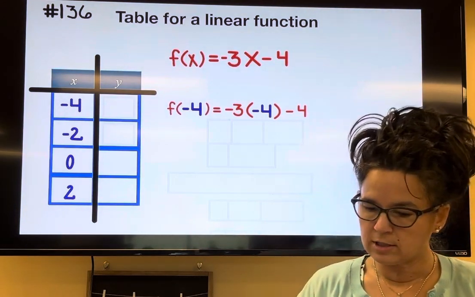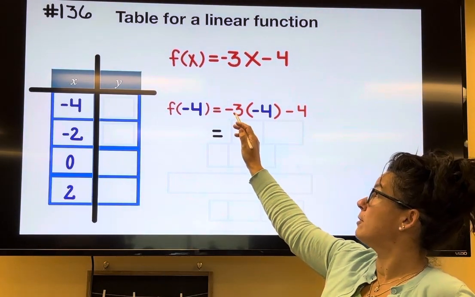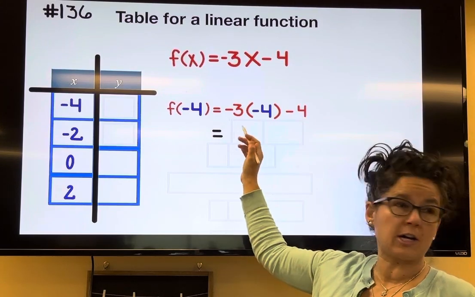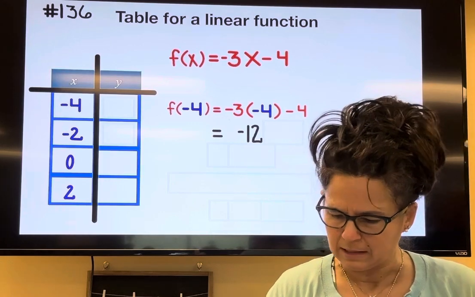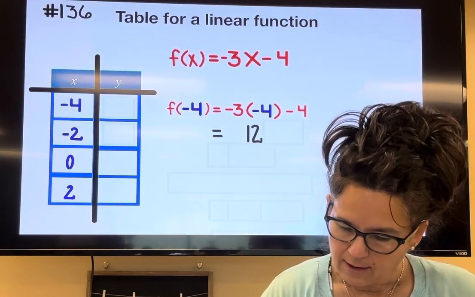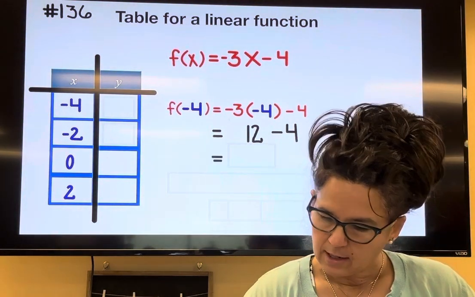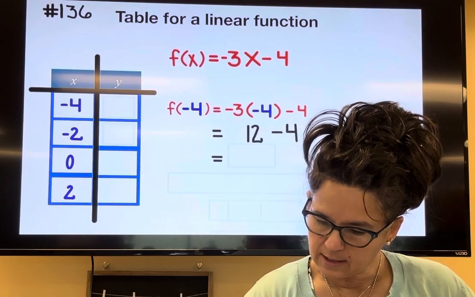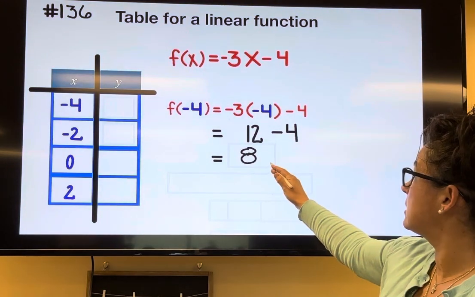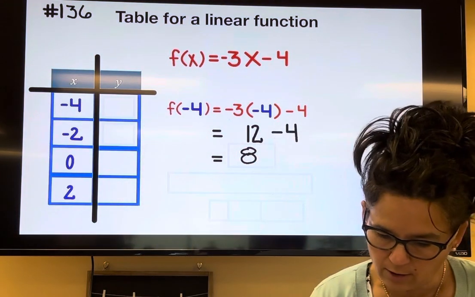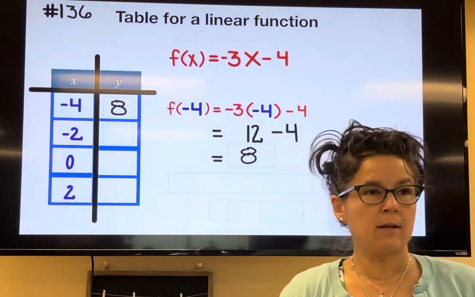Now the first way I'm going to do this is just by hand. So equals, if I follow order of operations to simplify, I'm going to do the multiplication before the subtraction. And negative 3 multiplied by negative 4 is positive 12. And then bring down that minus 4 equals, and then this is going to be 8. Okay, so then the answer is 8. So I'm going to put the 8 right over here, and we're done. But let's go ahead and do this in the calculator.